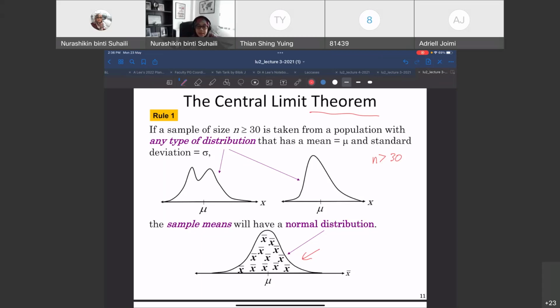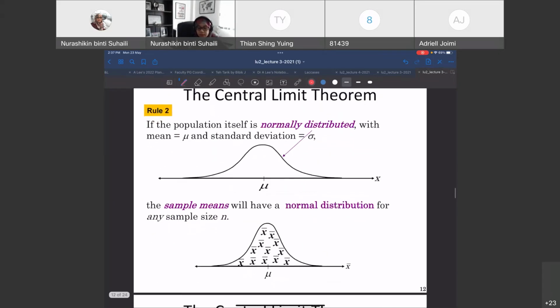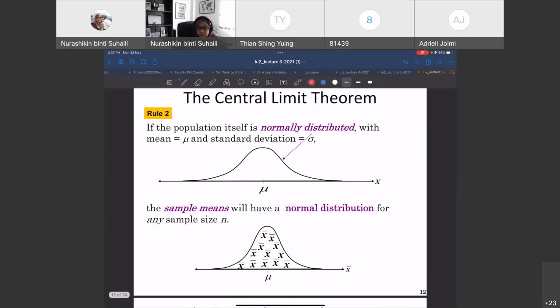So that is actually included in this theorem. Regardless of the distribution, for example if you don't have any idea what the distribution is, the sample means will have that normal distribution. Okay, so that's the first rule of this theorem. The second rule is if the population itself is normally distributed with mean mu and standard deviation sigma, the sample means will have a normal distribution for any size n.